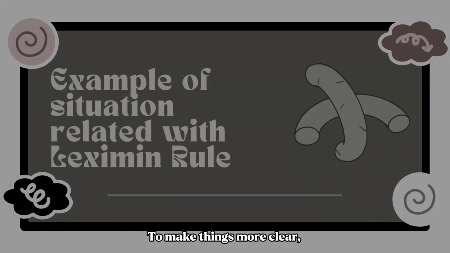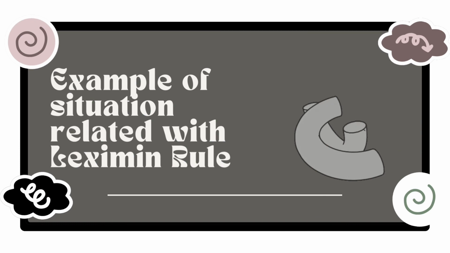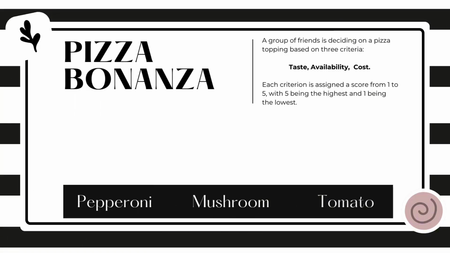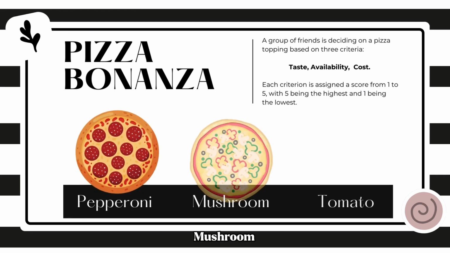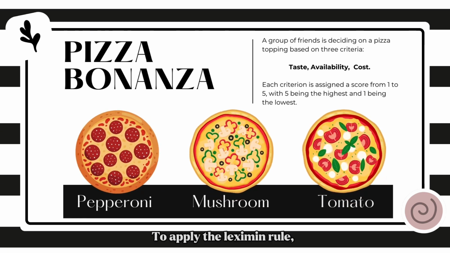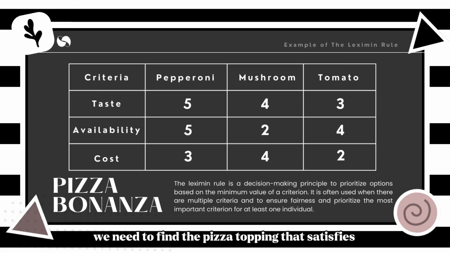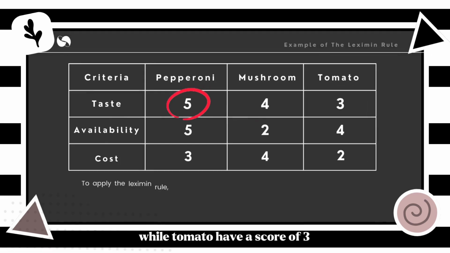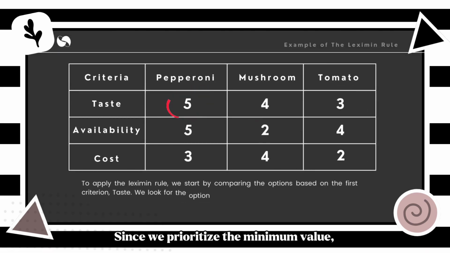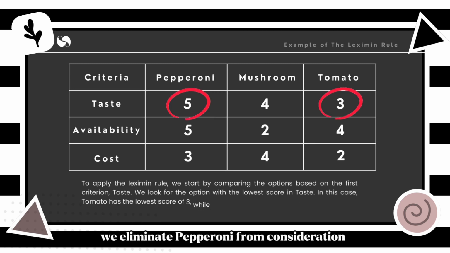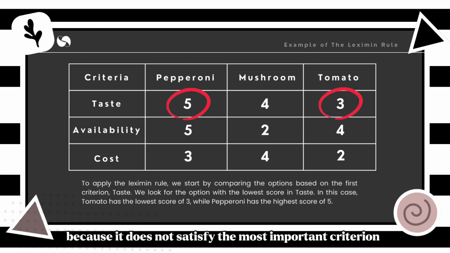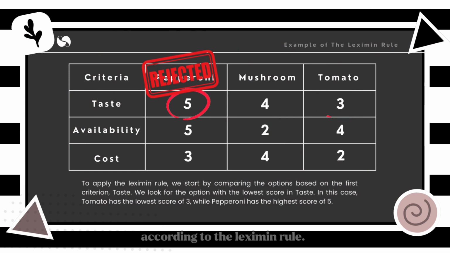To make things clearer, let's dive into a simple situation. Here's an example of using the Leximin rule for choosing a pizza topping. They have pepperoni, mushroom, and tomato as options. To apply the Leximin rule, we need to find the pizza topping that satisfies the most important criterion for at least one individual. Firstly, pepperoni has the highest score of 5 in taste, while tomato has a score of 3. Since we prioritize the minimum value, we eliminate pepperoni from consideration because it does not satisfy the most important criterion according to the Leximin rule.